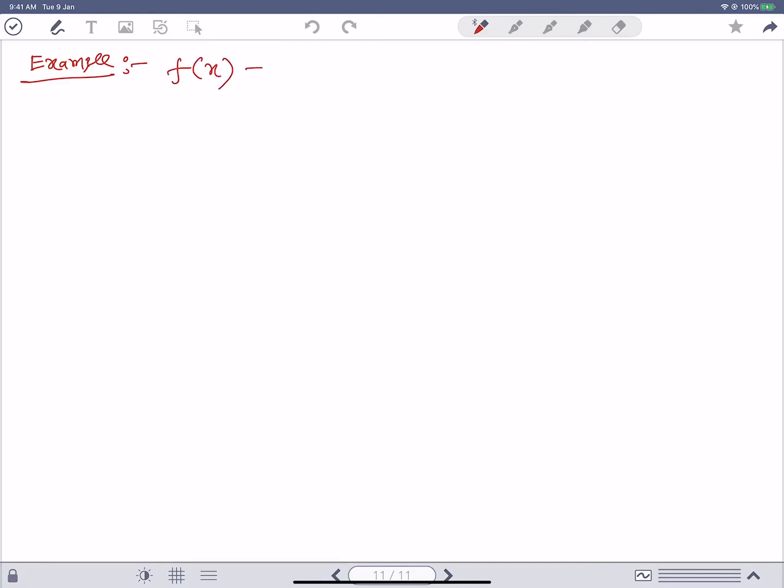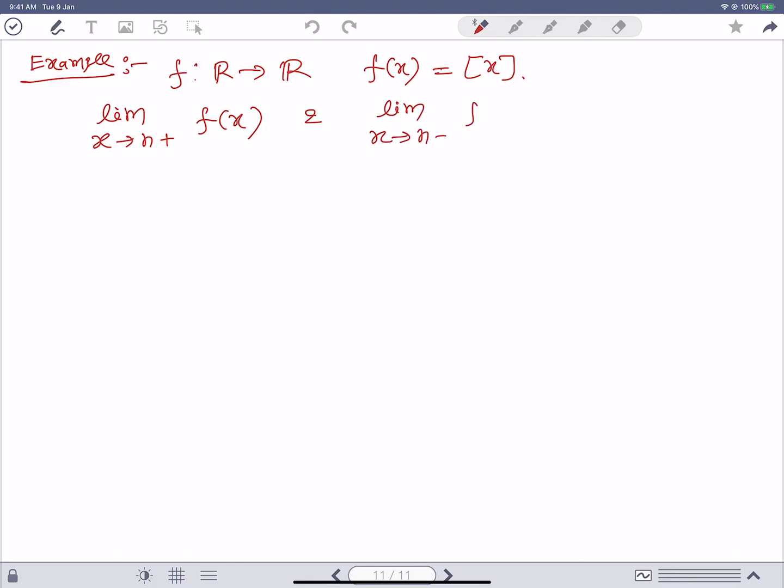So let f from R to R be a function defined by f of x equal to the box x, the greatest integer of x. Now we have already seen that the limit as x tends to 1, in fact the limit as x tends to any integer, of f of x does not exist. But now here we wish to find the limit as x tends to n plus of f of x and the limit as x tends to n minus of f of x for n belonging to the integers.